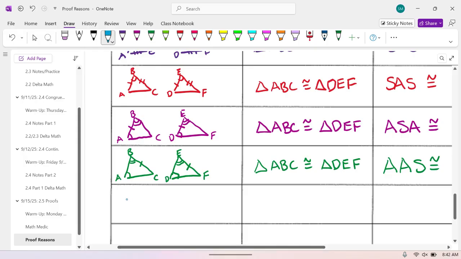All right, my last congruence postulate. These triangles are a little different. I'm making them two right triangles. I'm still going to label them ABC, A, B, C, D, E, F. Same with these two. All right. What makes those two triangles congruent? So these triangles are still congruent.